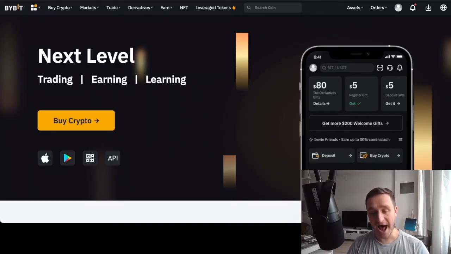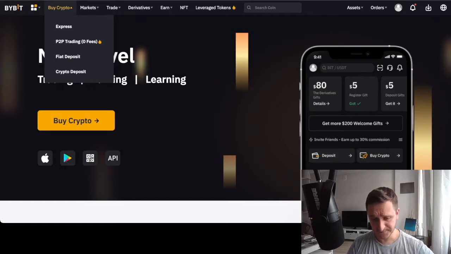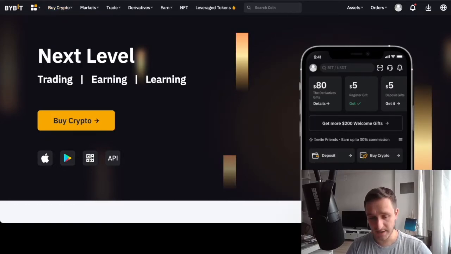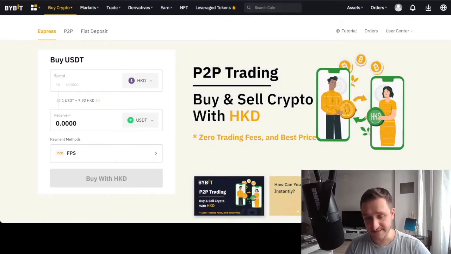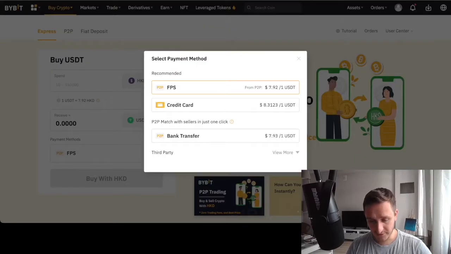So starting up, after you go to the sign up page and sign up with your email, you'll be able to verify your profile, and after verification you'll be able to deposit either crypto or fiat. There are a couple of ways to deposit funds into ByBit. The first is using a credit card, a bank transfer, or P2P, so peer-to-peer. Depending on the location you're in, you'll be able to do that or not.